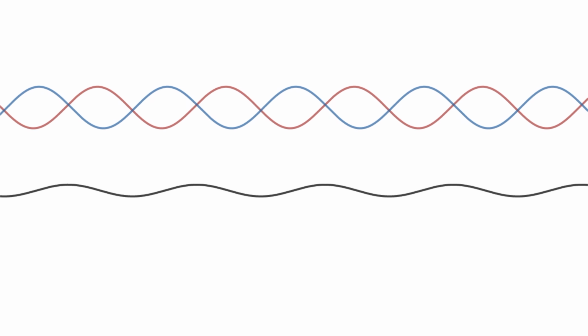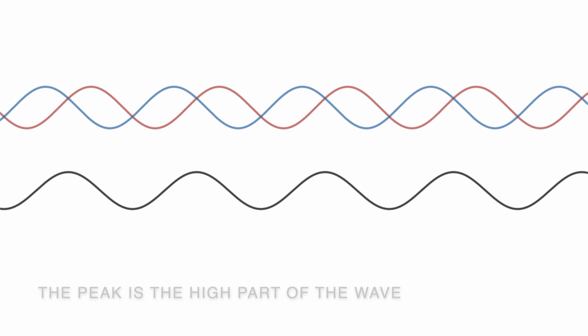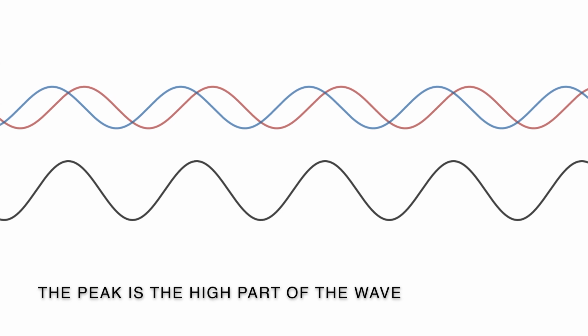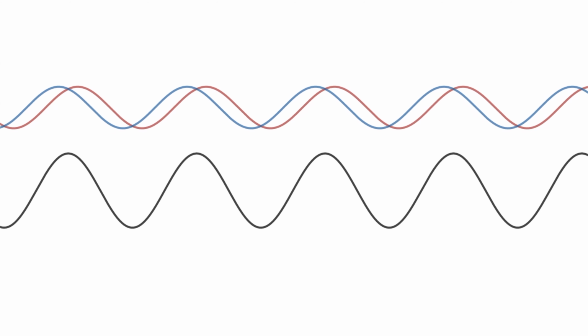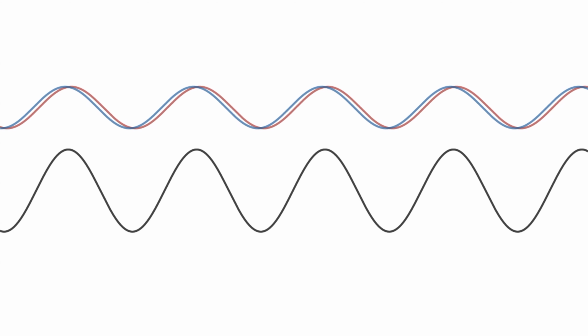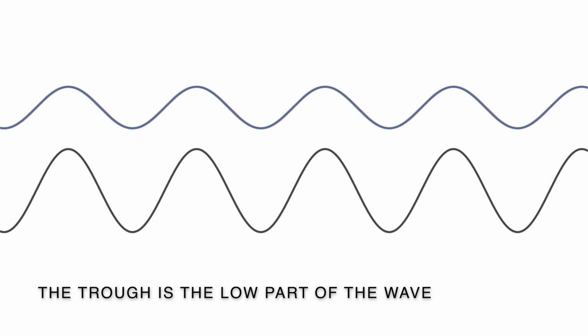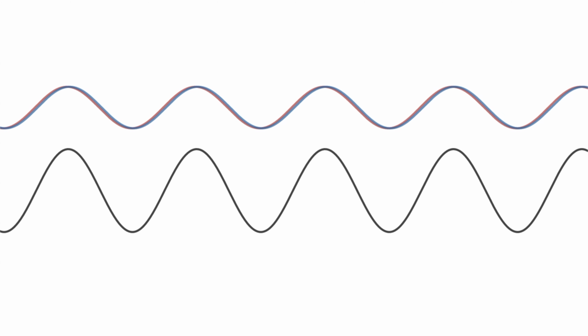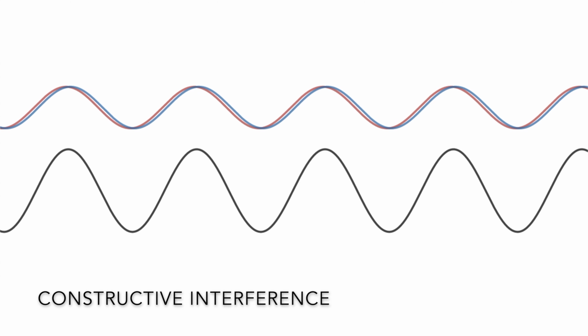Here are two waves, the blue one and the red one. The peak of one wave coincides perfectly with the peak of the other wave. The waves are in sync. What would happen if both waves met? There would be a bigger wave with higher peaks and lower troughs. The black wave shows the result. This is called constructive interference.